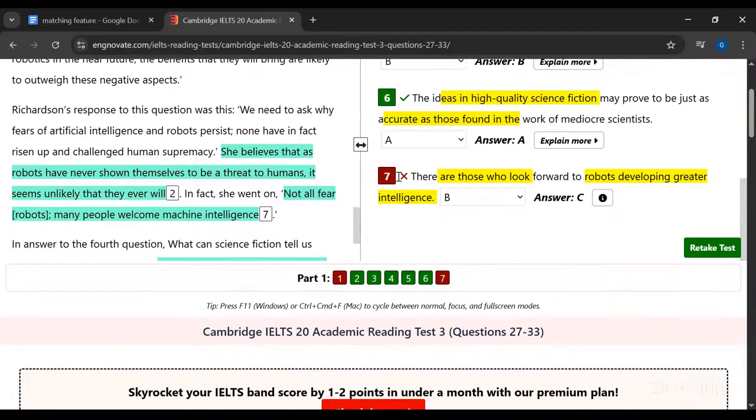Okay, from the statement it was like that, we have to find out whether the people are looking forward to the development of greater intelligence.